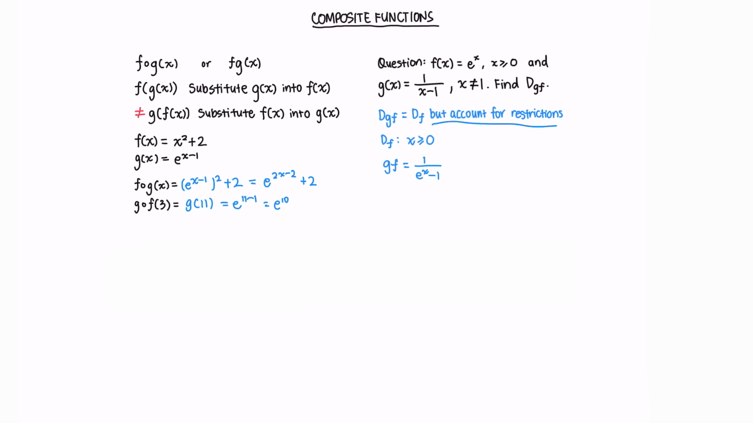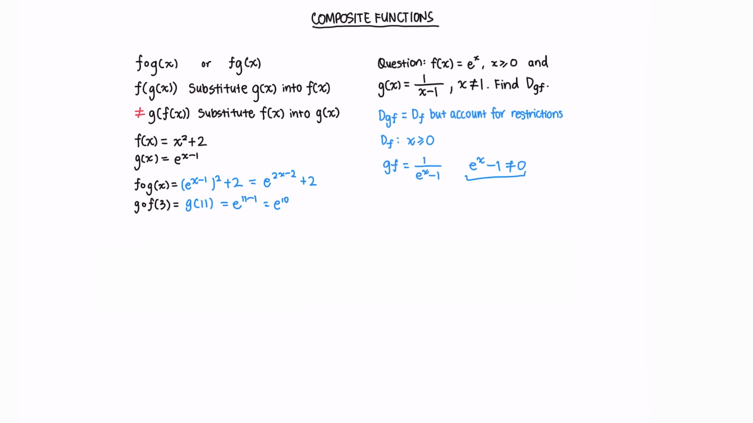So what do I mean by accounting for restrictions? For this, the restriction is that e to the power x minus 1 cannot be equal to 0. Another possible restriction is, for example, if I give you a function square root of x plus 2, do you know that x has to be more than or equal to negative 2 for the function to be defined as real? Okay, so that's what I mean by accounting for restrictions.